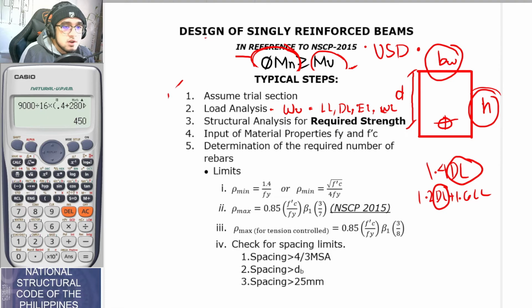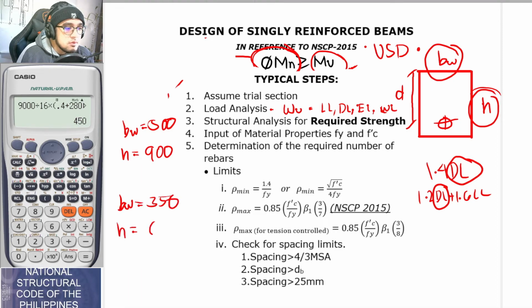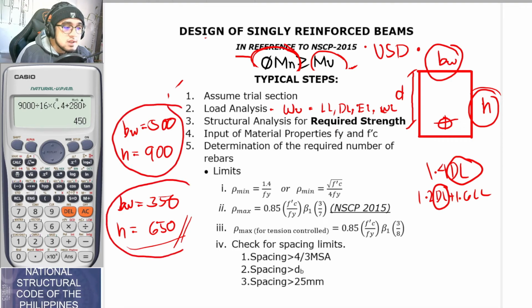Because for your trial section, for example, say you have assumed a trial section which is very large. Let's say your bw is 500, so bw is equal to 500, and your h is 900. And you have assumed another one where bw is 350 and h is equal to 650, just for pretend. With this taken into consideration, we can safely assume that this section is way heavier than this section.